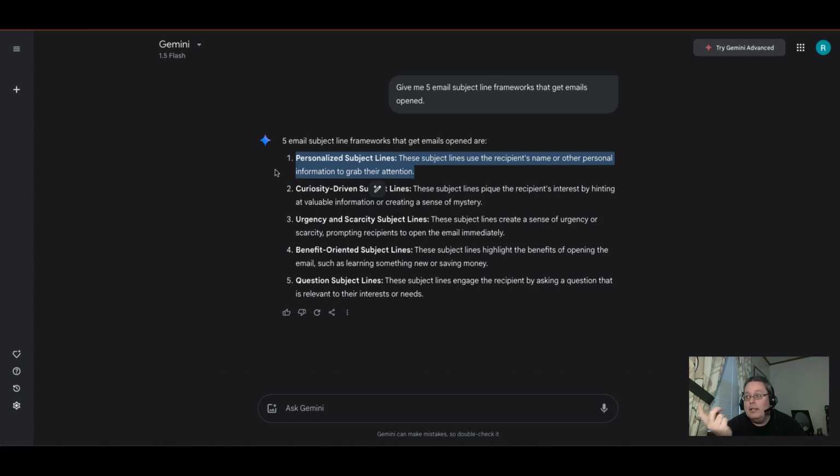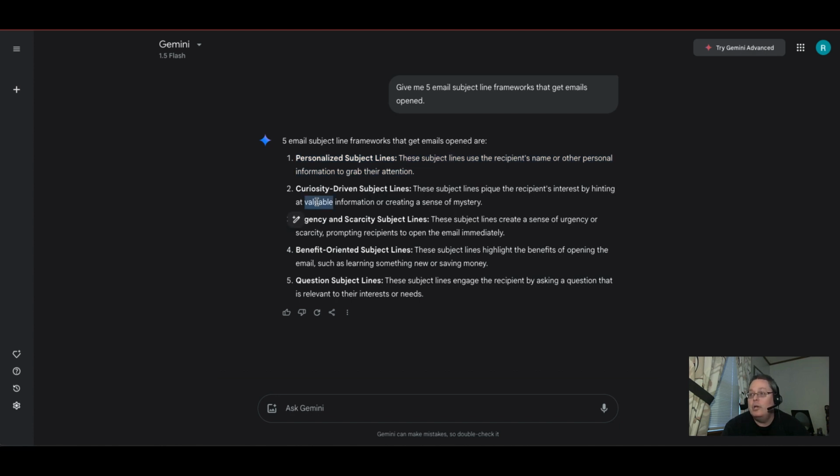Now, there is a thing here. It says, or other personal information to grab their attention. That's the point. That's the key, right? To grab their attention. So call out to them as an audience or to a group of people, or use language that would talk to them as an individual to get them to open in your subject line.